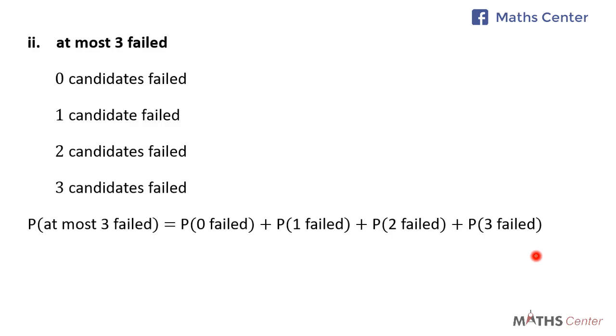In the lesson on probability, we learned that in probability, when you hear or, it means you are going to add. That is why here you have to add these 4 probabilities. So we will find these 4 probabilities and then we will add the results. Let's begin with the first one, 0 failed.